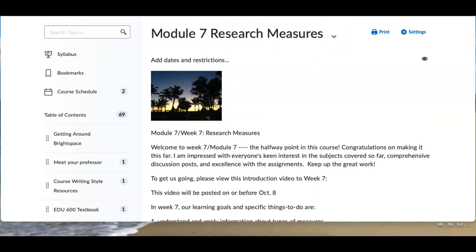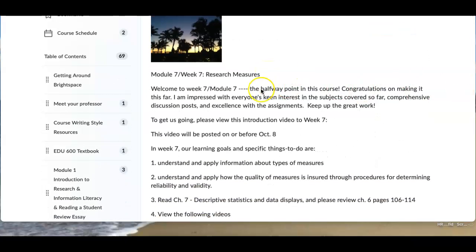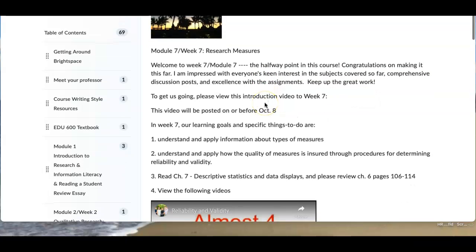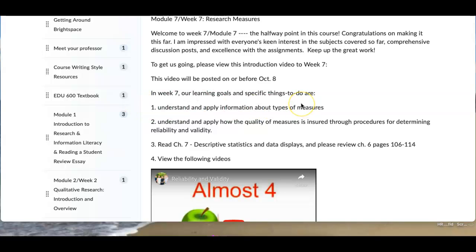This week we're going to be looking at research measures. And to get us going, please do a few things. You're looking at the video right now. I said last week this will be posted on October 8th, and it will be, which is today. So what are the learning goals and specific things to do this week?